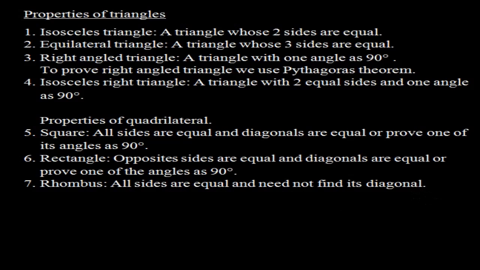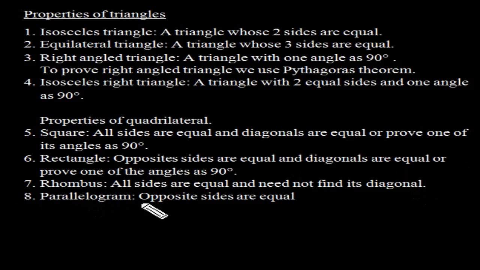The next one is the parallelogram. Opposite sides are equal. Here also you need not prove that diagonals are equal. If diagonals are equal, the parallelogram becomes a rectangle. So you need not bother about the diagonals. It's enough to prove that opposite sides are equal.